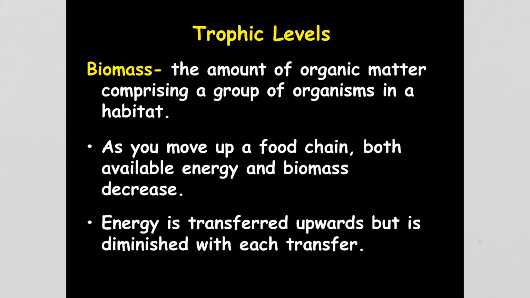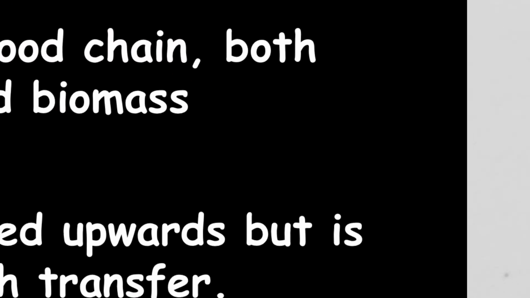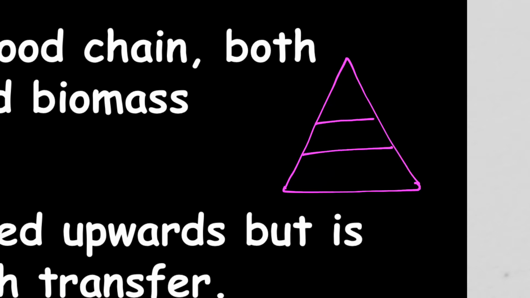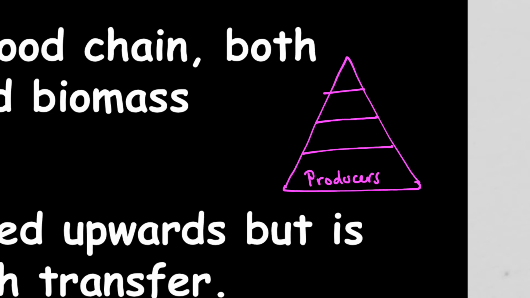So as you move up a food chain, both available energy and biomass decrease. And that is why the pyramid that represents trophic levels is a pyramid shape. I introduced this in the last lesson. So the producers are down here. Remember, that's the plants, things that make energy from the sun. And then this symbol is for primary consumers, the organisms that are eating the producers, then your secondary consumers, and so on up the pyramid.